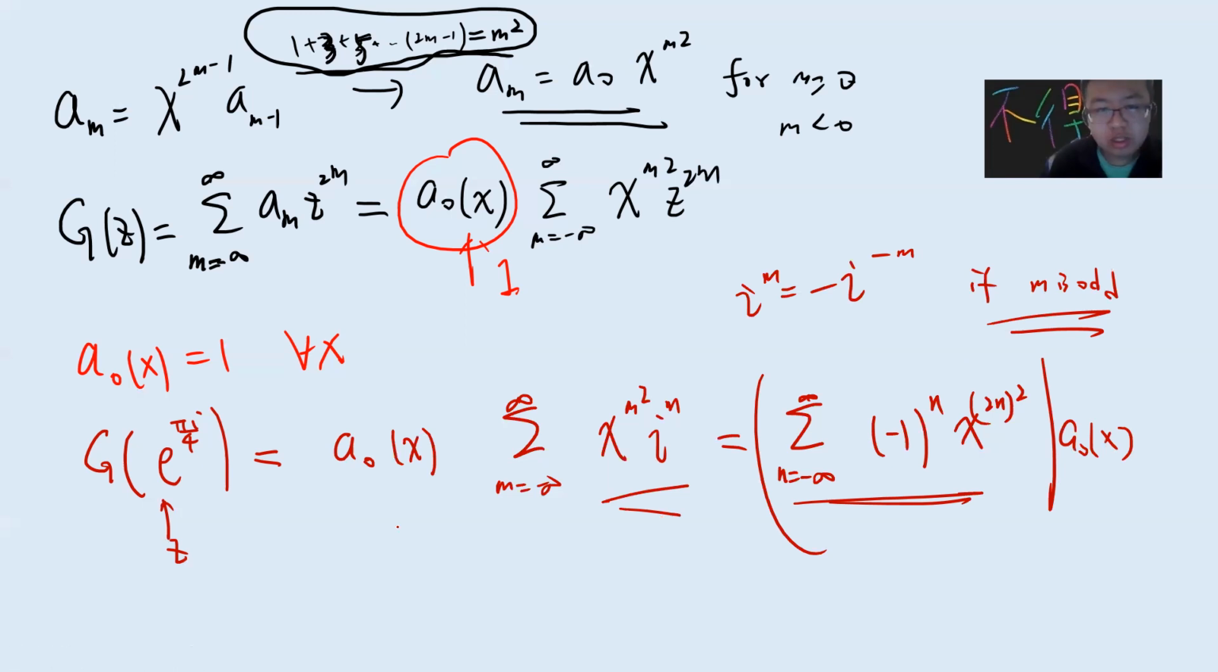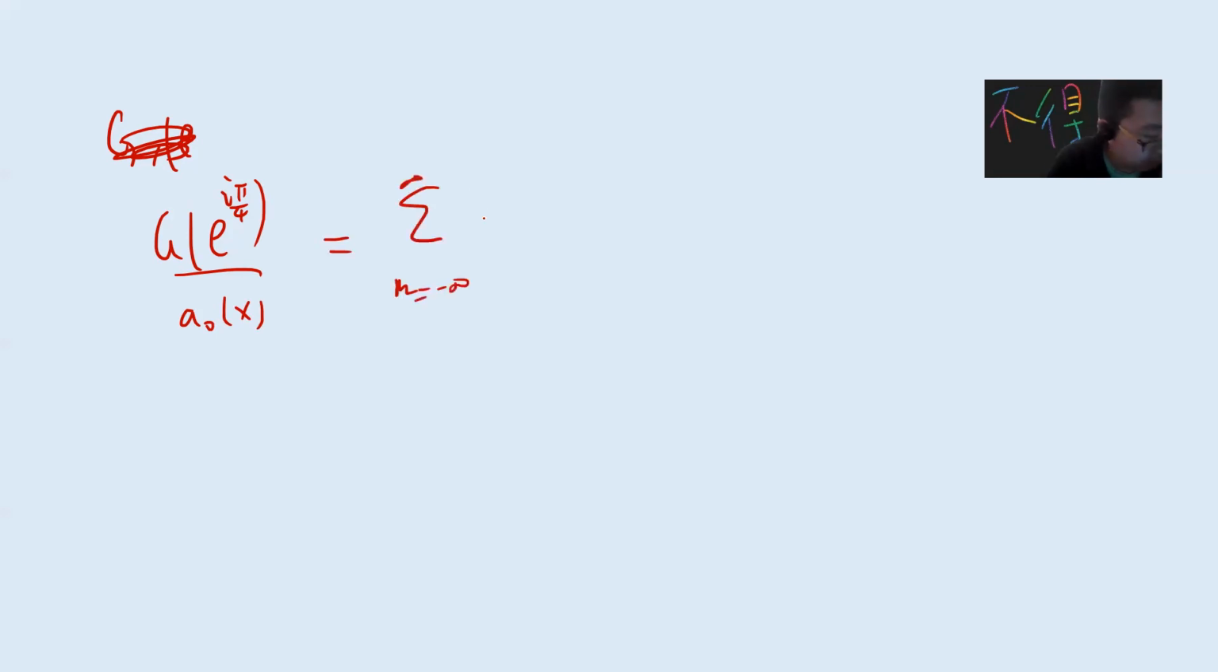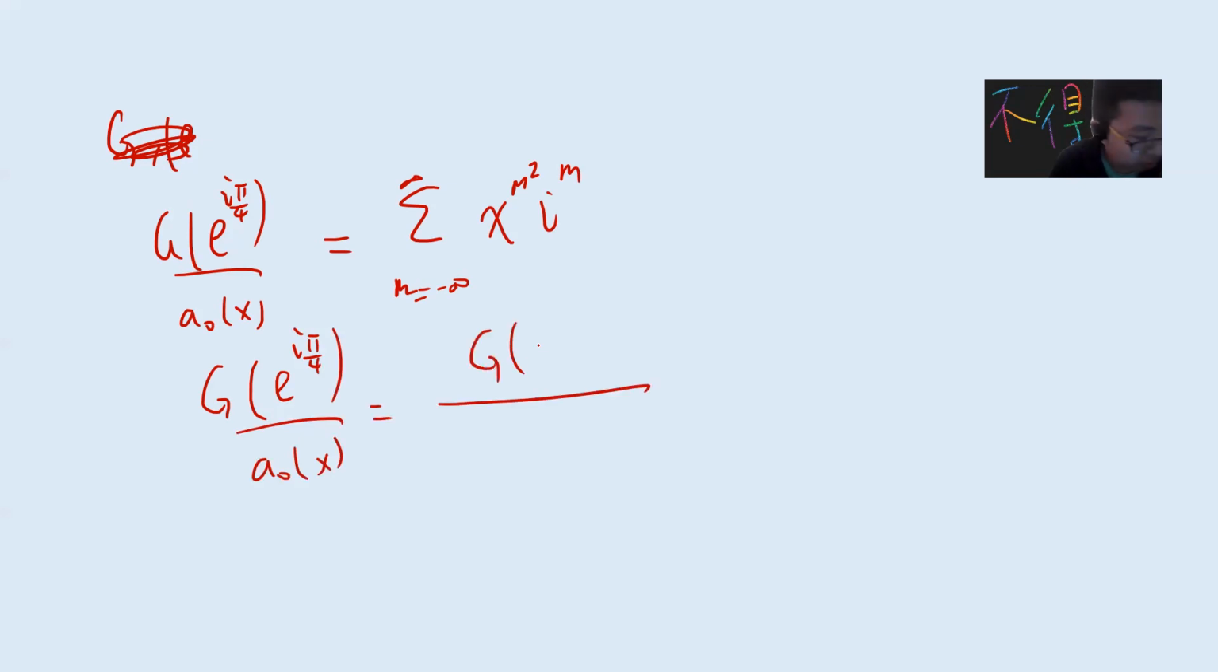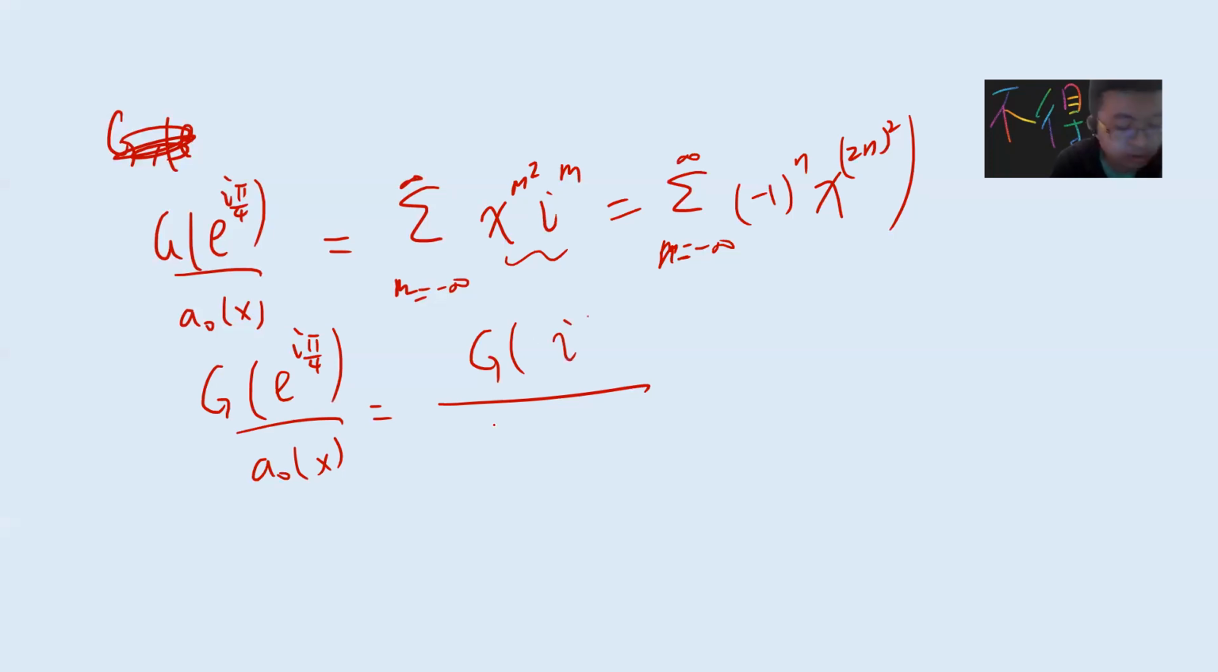Basically you get the following: g(exponential i pi divided by 4) divided by a_0(x) is this. And then you can check that it is exactly the same as g evaluated at i, because it's 2n squared, so I can do g of i. This is just a_0 of x^4. This is weird, right?